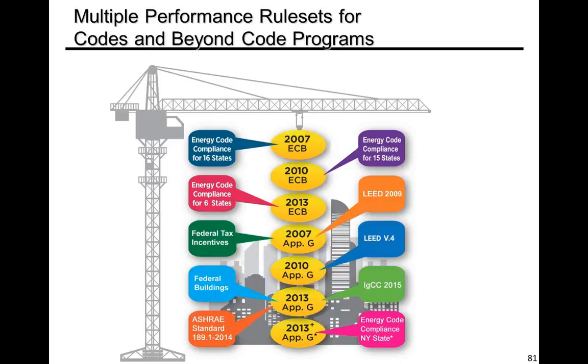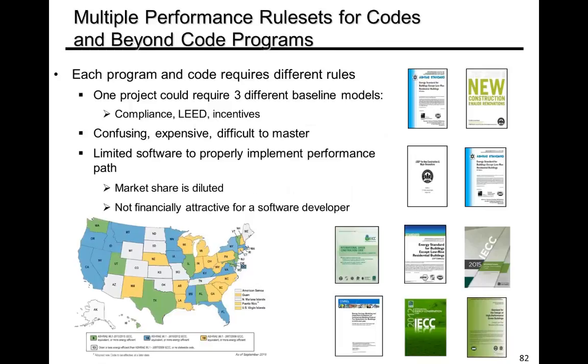LEED version 4 references the 2010 Appendix G. The Federal Energy Management Program, for federal buildings, references 2013 Appendix G. The International Green Construction Code references 2013 Appendix G. And Standard 189.1 references 2014 Appendix G. New York State code compliance recently approved 2013 Appendix G, plus the Appendix G supplement that was released halfway between the 2013 and 2016 versions of Appendix G. So as you can see, that's a pretty confusing landscape.